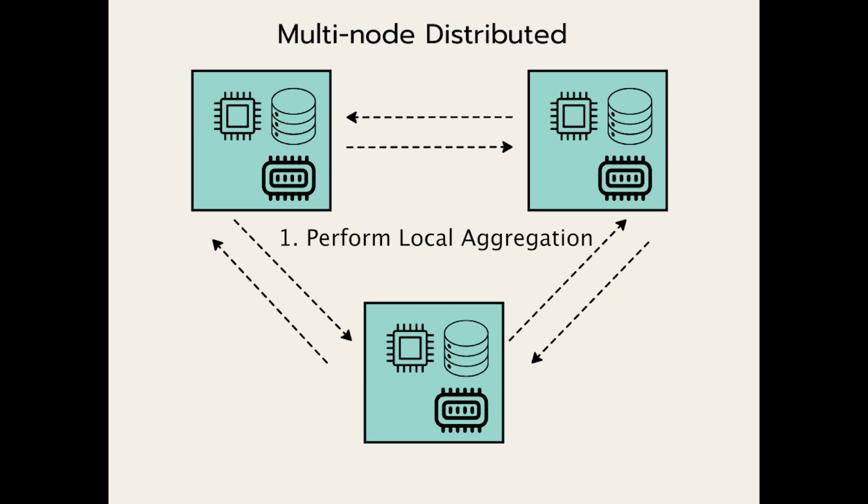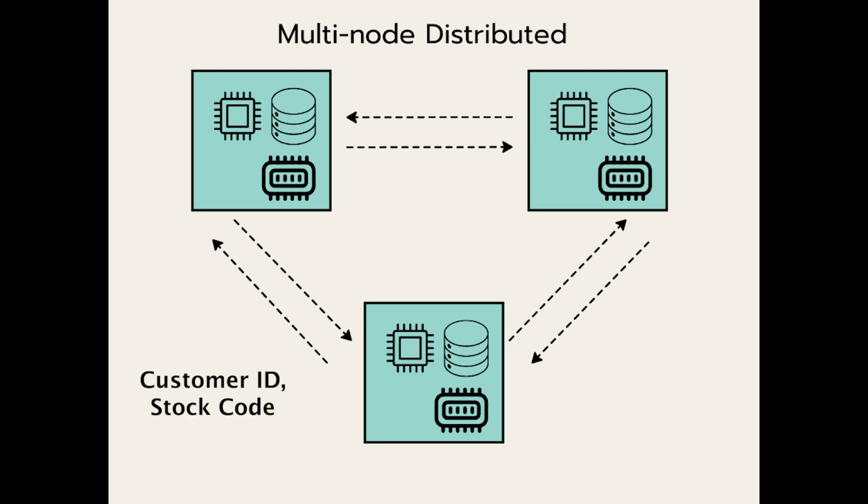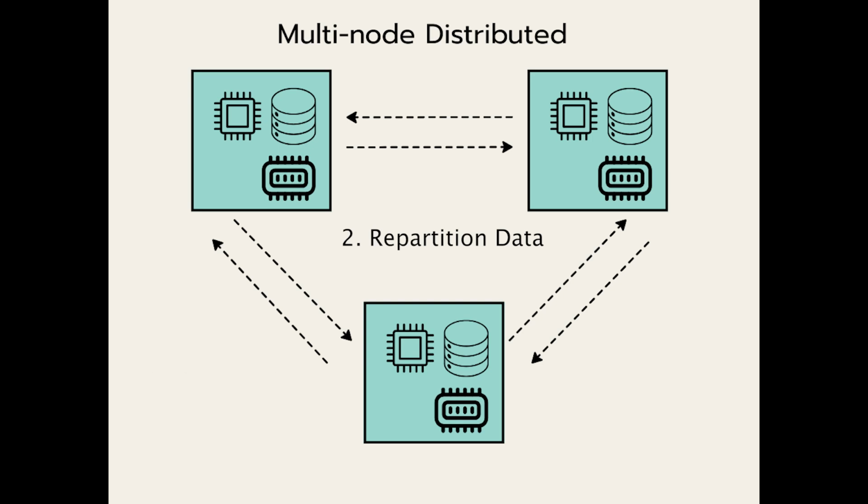Since our group by requires rows to be grouped by customer ID and stock code, we need to repartition the data across our three nodes to ensure that records with the same customer ID and stock code end up in the same node. For this, we can use another hash function that is dependent on customer ID and stock code. This method works since it guarantees that rows with the same ID and stock code end up in the same node. Now that we have partitioned, we can finally compute our aggregate once more locally on each system to get our final result.